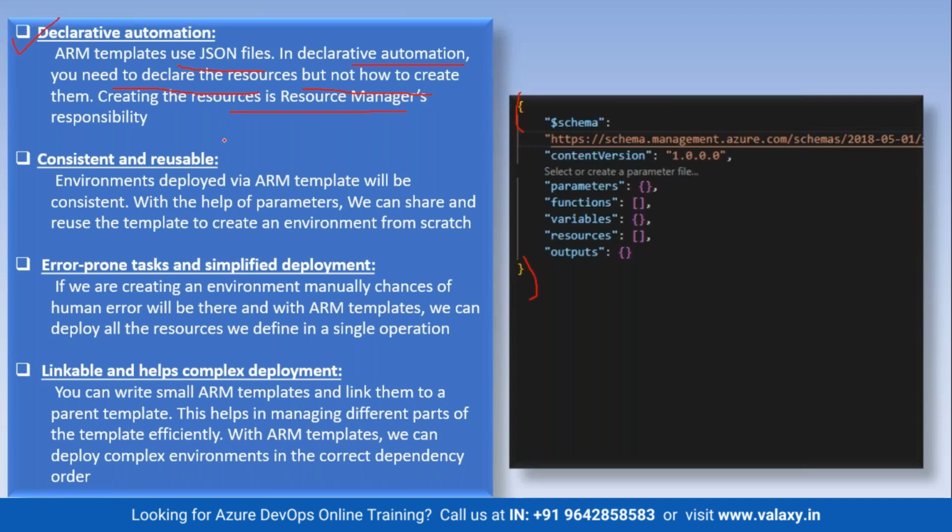Creating the resources is the Resource Manager's responsibility. How the resources will be created and in what sequence, that the VM should get created first, then the disk, then the disk attached to the VM, and prior to that the virtual network and public IP need to be created. All the sequencing will be taken care of by the Resource Manager, not by you. That is the beauty of declarative automation: you just define what needs to be created and all the rest is taken care of by the Resource Manager.